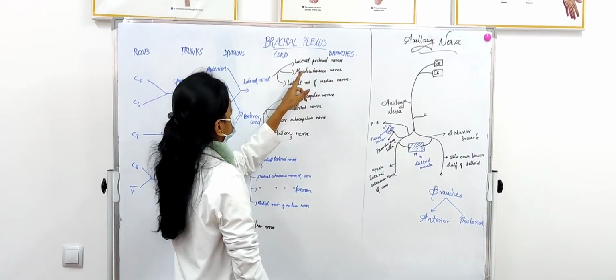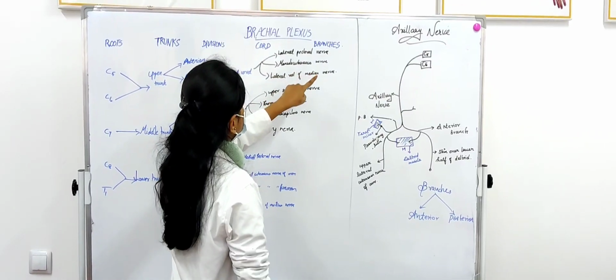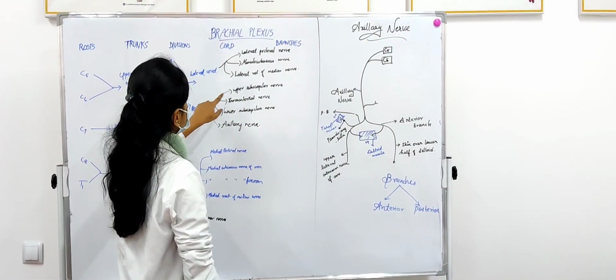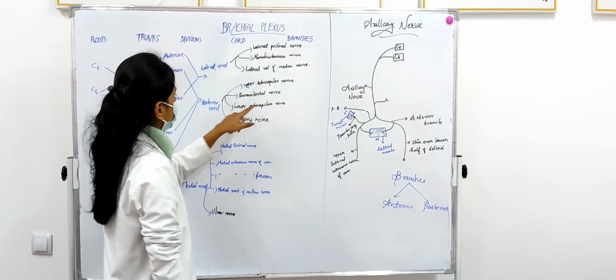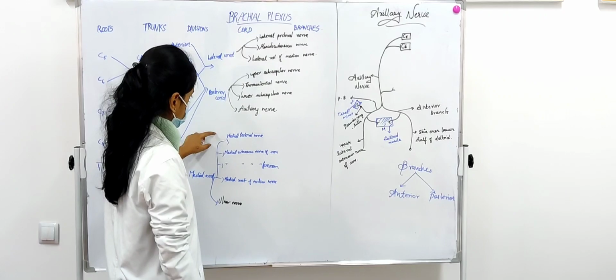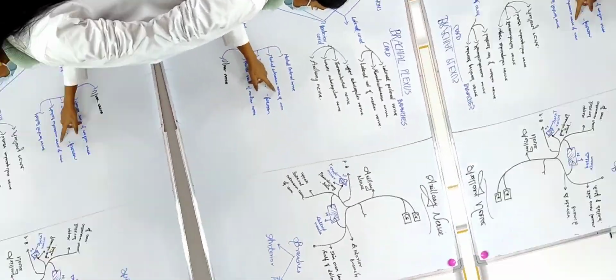Lateral cord branches: lateral pectoral nerve, musculocutaneous nerve, lateral root of median nerve. Posterior cord branches: upper subscapular nerve, thoracodorsal nerve, lower subscapular nerve, axillary nerve. Medial cord branches: medial pectoral nerve, medial cutaneous nerve.